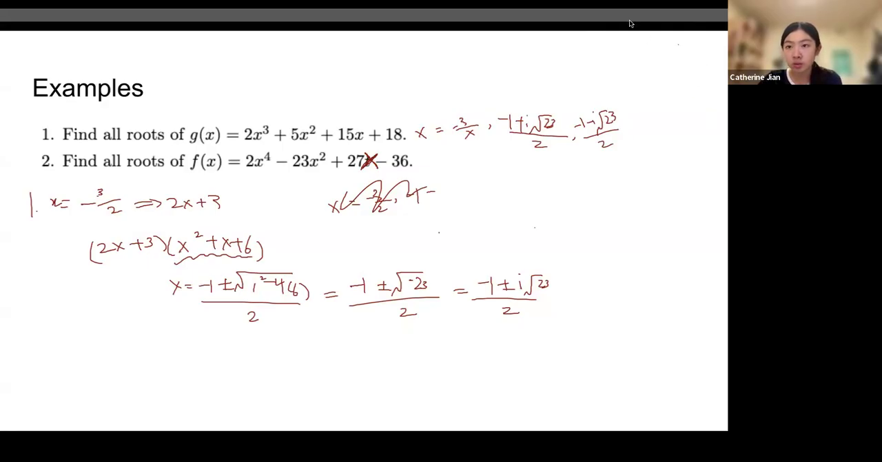Okay, so, okay, now for the second problem. Oh, does anyone have any questions about this one?